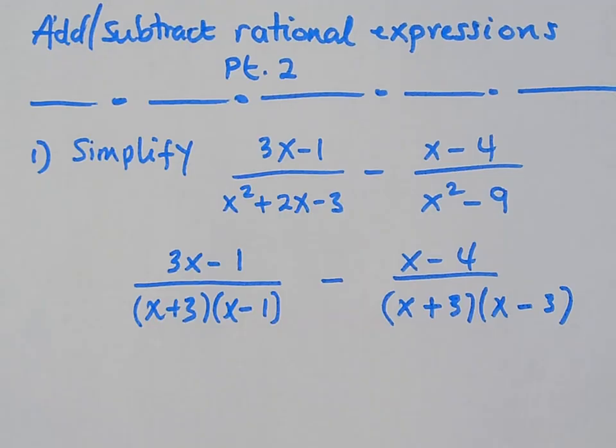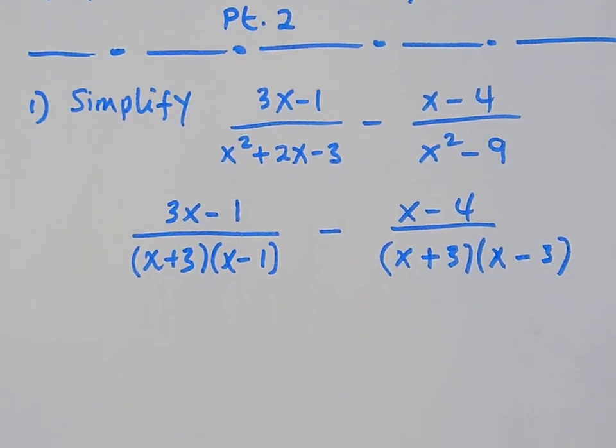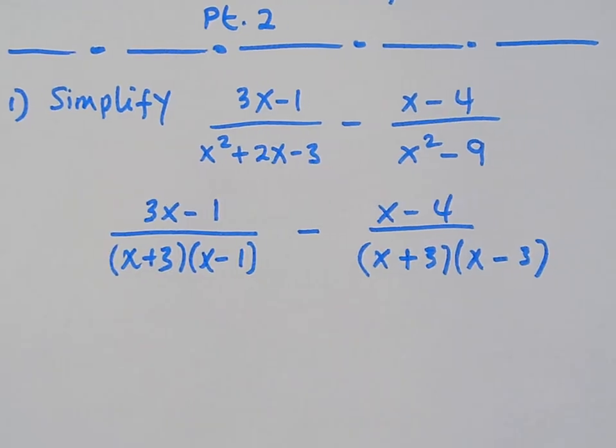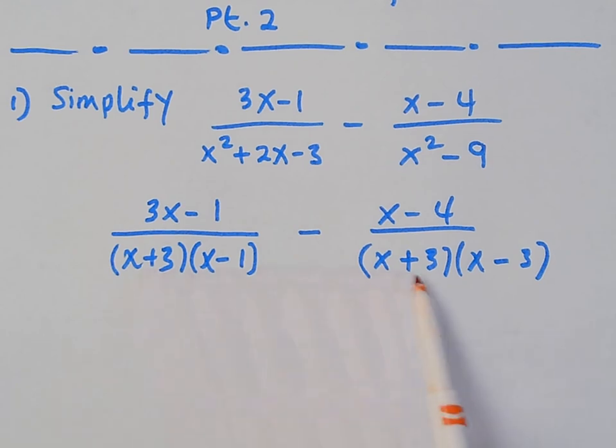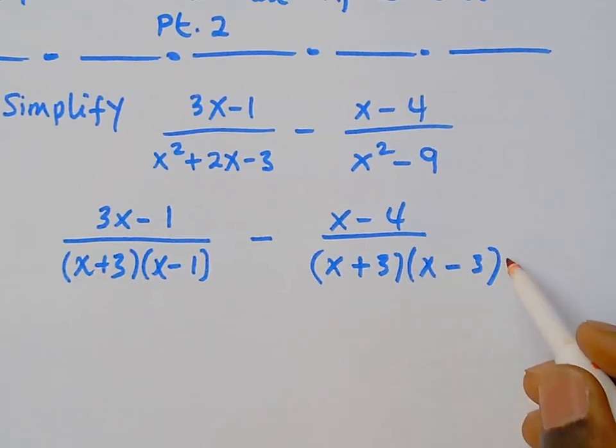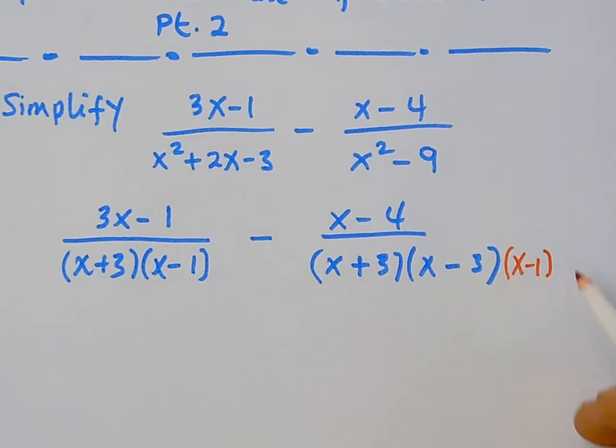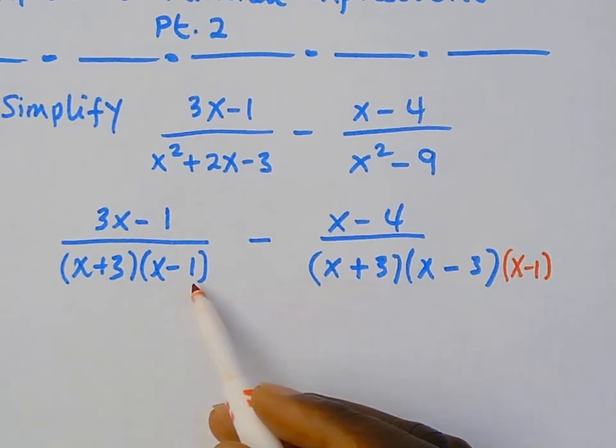So from here, I'm going to try to see if I can find the LCD, the lowest common denominator. What I want to do is compare the two denominators and see if there's a missing factor. Then I'll apply it to the one that is missing that factor. So for example, x plus 3 is common, so we keep that. X minus 1, there's no x minus 1 here. So I'm going to multiply the right hand side by x minus 1 to make sure I have a common factor of x minus 1, right?